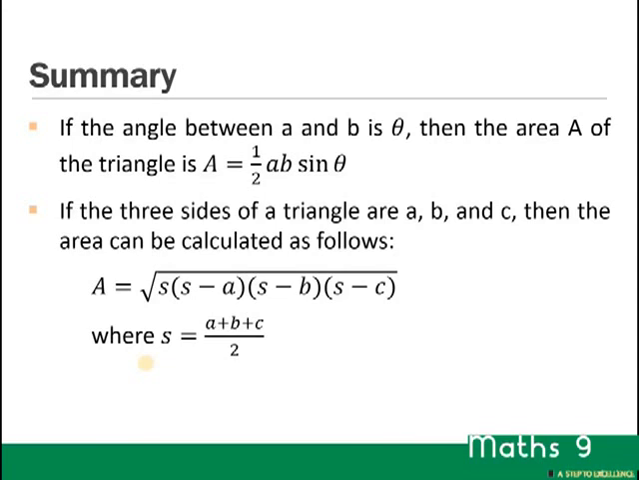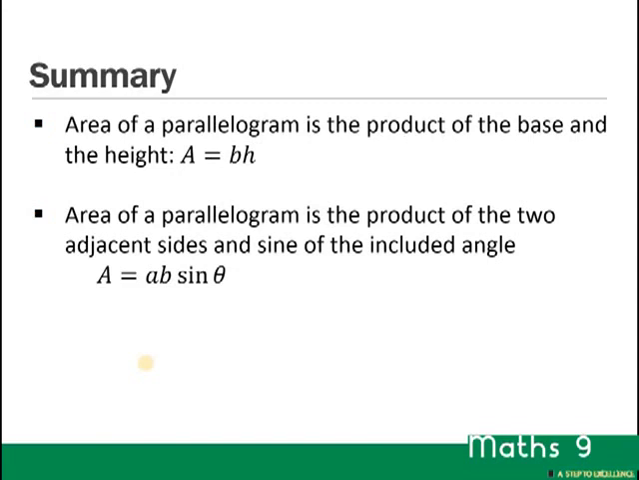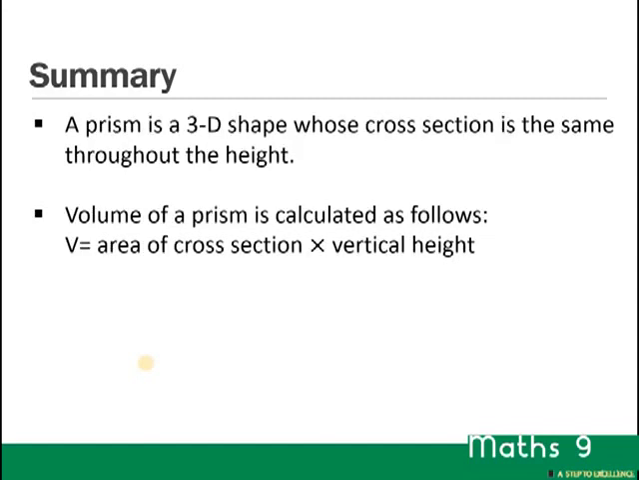This is Heron's formula. The area of a parallelogram is the product of the base and the height, A equals BH. The area of a parallelogram is the product of the two adjacent sides and the sine of the included angle, area equals AB sine theta. A prism is a 3D shape whose cross-section is the same throughout the height. The volume of a prism is calculated as follows: V equals the area of the cross-section, or the area of the base, multiplied by the vertical height.